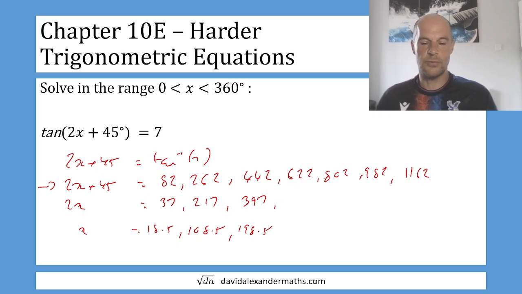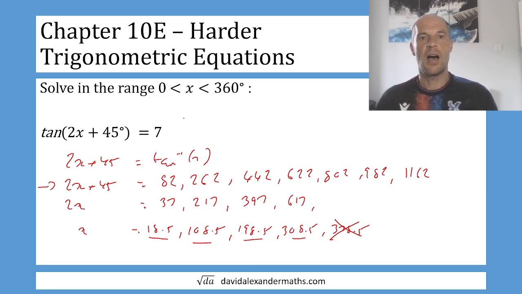So I need to subtract 45 from these. 662 take 45 is 617. Divide that by 2, I'm getting 308.5. Okay, that's within range. 802, take away the 45 and then divide that by 2. I'm not even bothering to write in the 2x value here. That is 378.5. Okay, so that one's out of range. So I'm just getting 1, 2, 3, 4 solutions here.